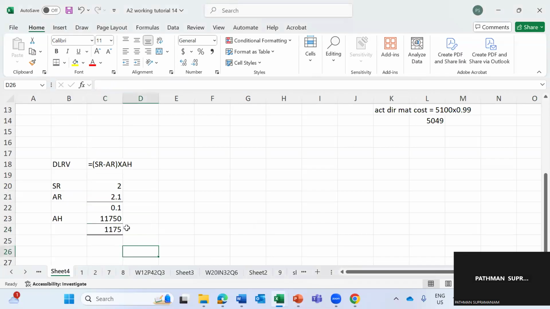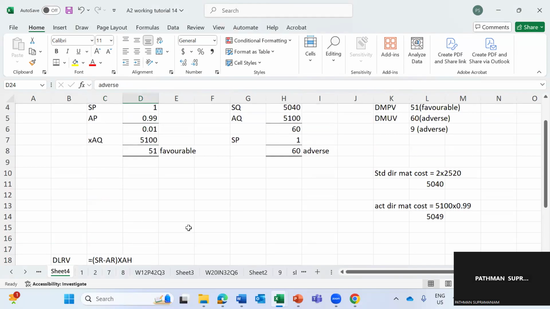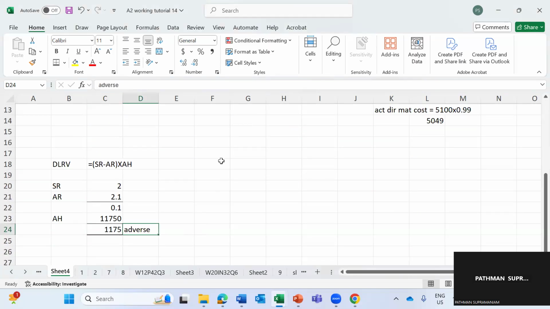1,175. But remember, as I told you, you don't just put the difference, you need to write here favorable or adverse, whichever is appropriate. So since the actual rate is higher than the standard rate, it's more cost, so this is adverse variance. Okay, so the direct labor rate variance is 1,175 adverse.